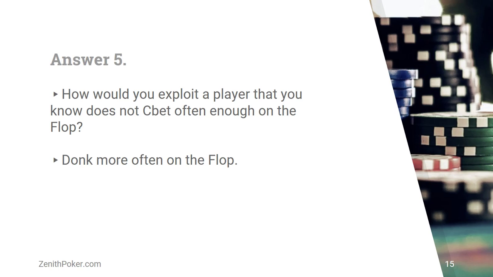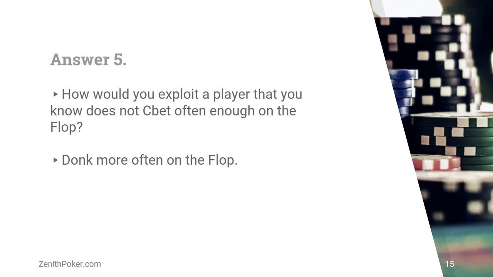And you can sort of extrapolate this to other streets as well. If your opponent isn't going to c-bet enough on the turn, say they bet the flop and you've called, and the turn comes and you know that on this particular turn card, the player that you're up against isn't likely to c-bet this turn card very often, then what you should do to exploit that is to start donking that turn card. Right, and same sort of thing on the river.